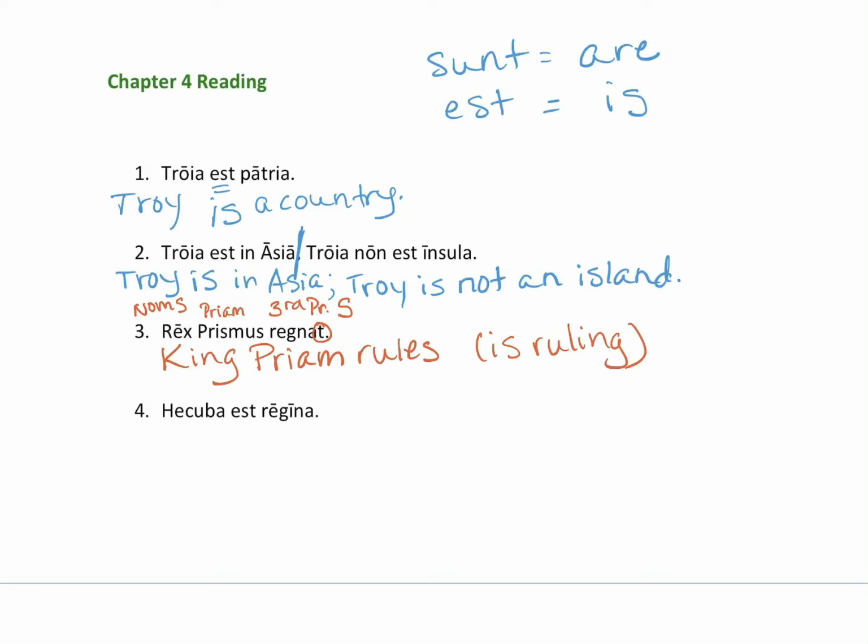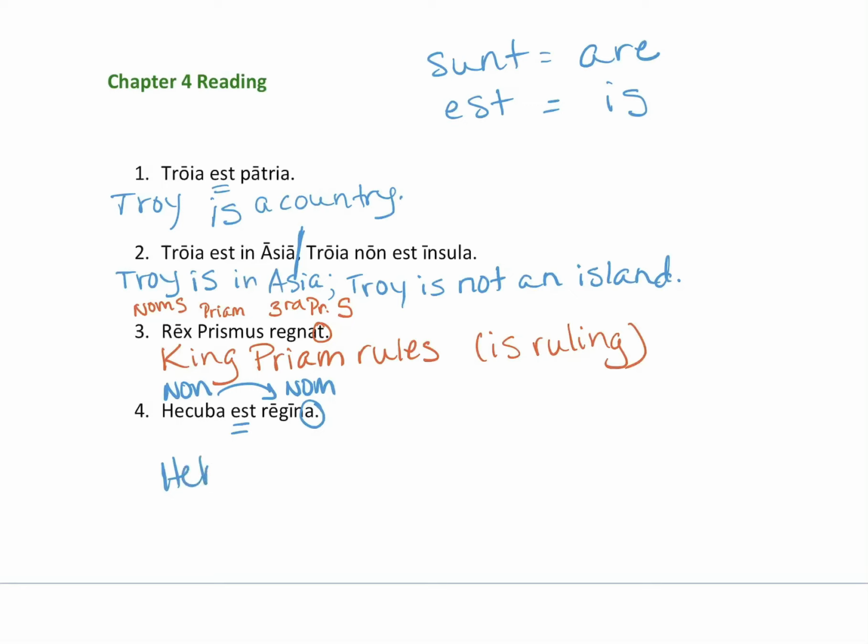All right, so let's take a look at the last one. The last one is Hecuba. So Hecuba, if you look down, is the name of a woman. She's the queen of Troy, the wife of Priam. So Hecuba is the nominative, and if you look, you have your to be verb here again. So we know if she's the nominative, she's the subject. Then Regina, if you look, has the nominative ending, and it's also the subject. So you're just going to rename her.